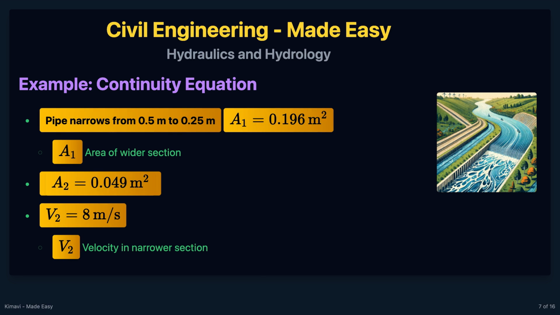Consider water flowing through a pipe that narrows from a diameter of 0.5 meters to 0.25 meters. If the velocity in the wider section is 2 meters per second, what is the velocity in the narrower section?